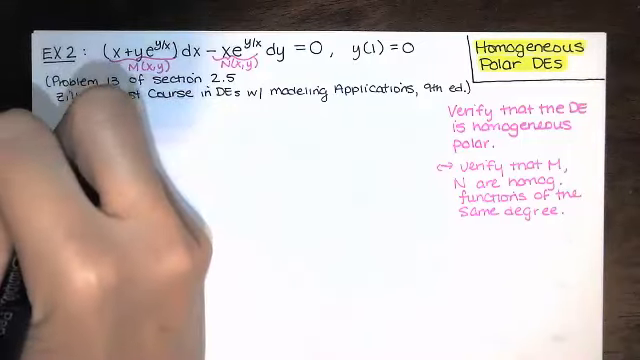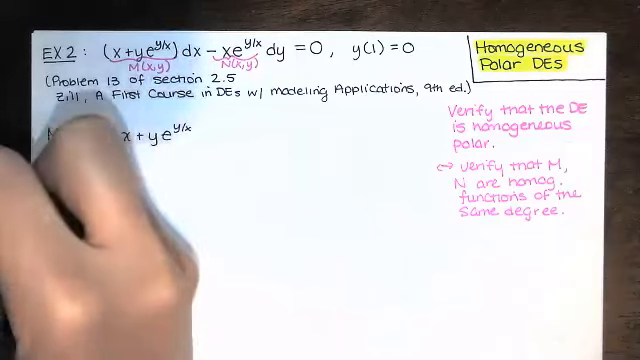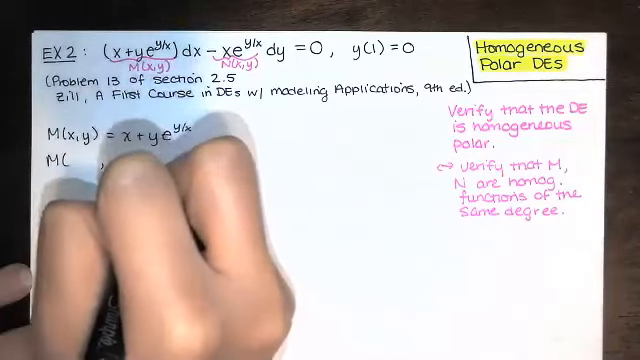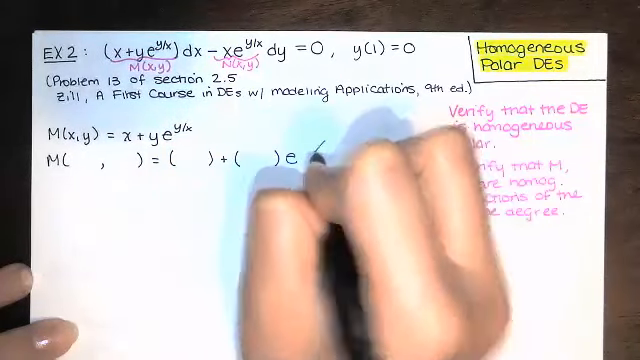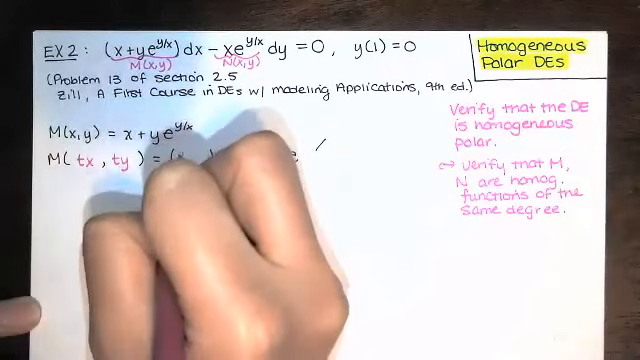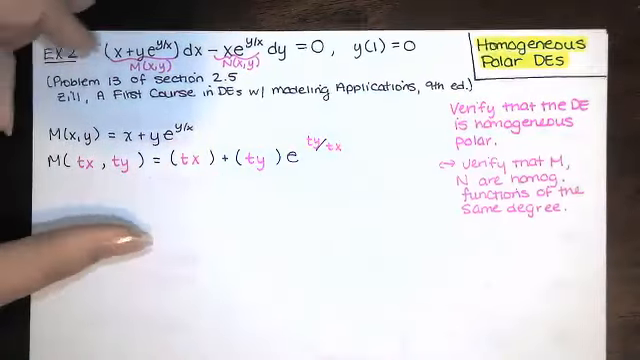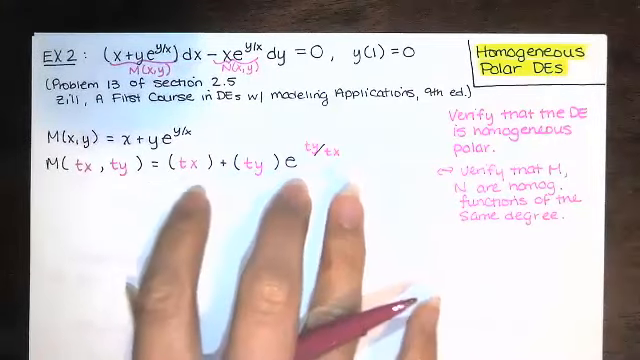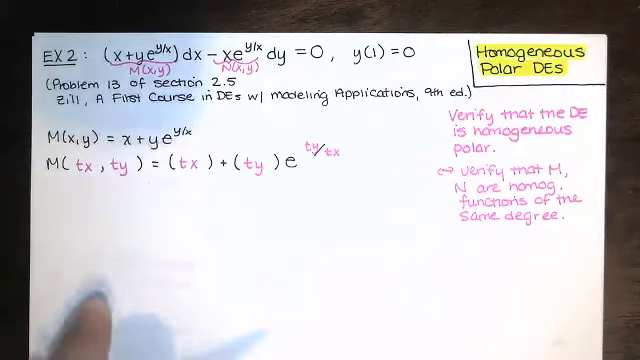So M is this function, x plus y times e to the y over x. And I want to replace x with tx and y with ty. And remember, if I can rewrite this as t to some power times the original function, then that function is called homogeneous with degree of whatever that power of t is.